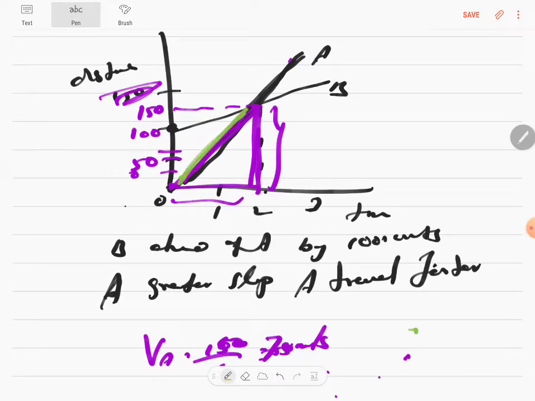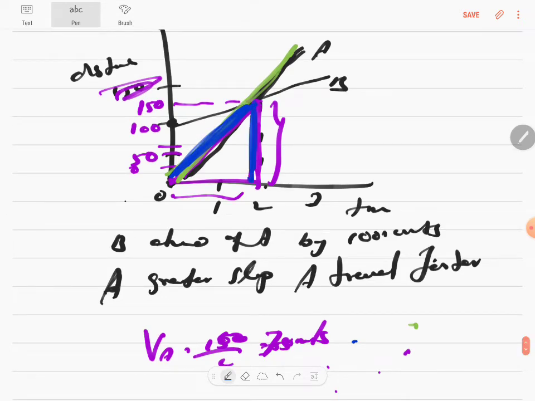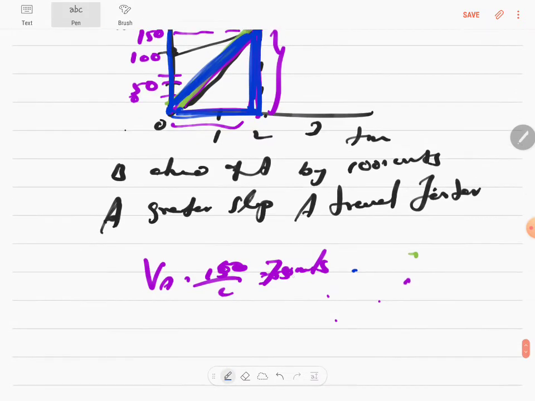To find the slope of OA, you can also find the slope of just this part, because this is also a part of that slope, which is opposite by adjacent. The opposite is 150 and this is 2, so 150 by 2 is 75 meter per second. Are you clear now? Yes, ma'am.